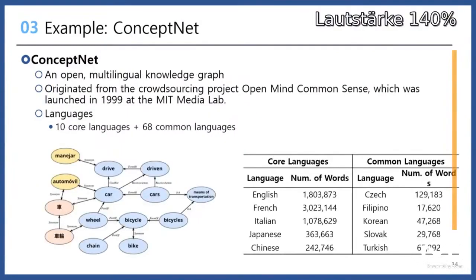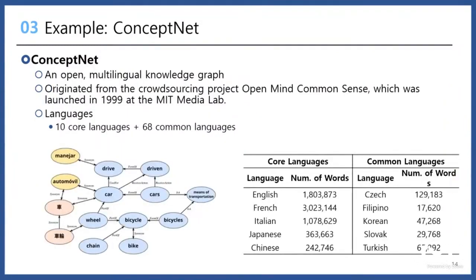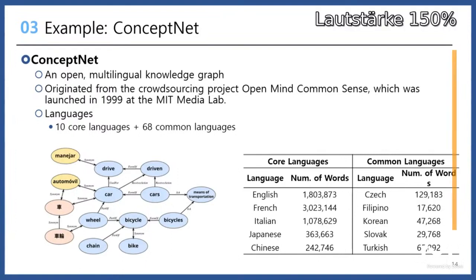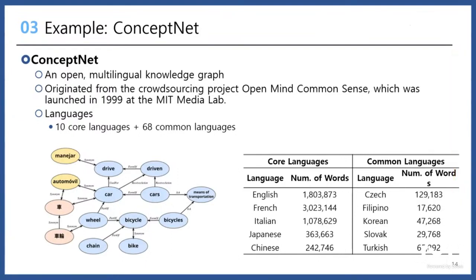An example of a knowledge graph is ConceptNet. ConceptNet is an open multilingual knowledge graph. It originated from the crowdsourcing project Open Mind Common Sense, which was launched in 1999 at the MIT Media Lab. It covers 10 core languages and 68 common languages. However, as is shown in this table, it is focused on core languages.